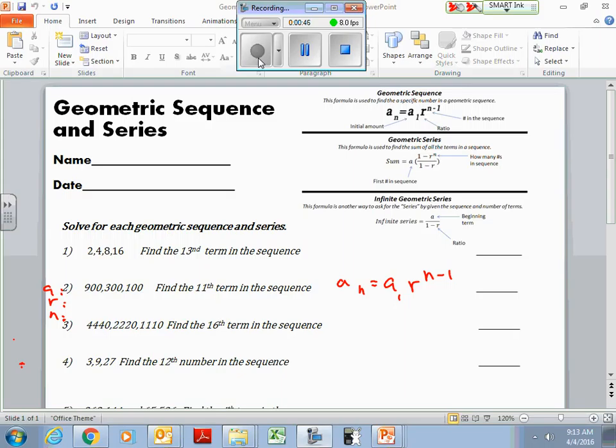The A. Anybody want to say the A? Number 2? N. Anybody want to say the N? I know what you're thinking. You're thinking the R. N is always the number of terms. So this guy's 11. And then you said 3?